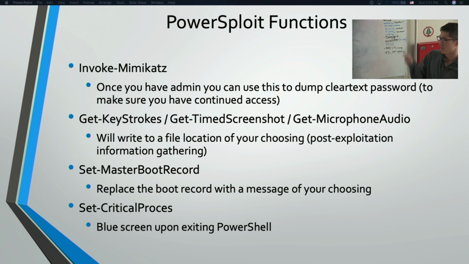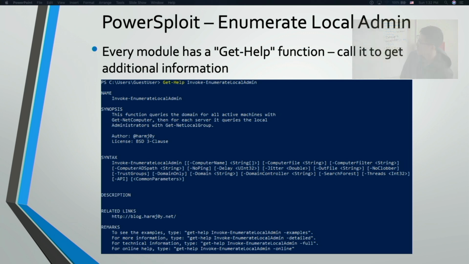Set MBR, for whatever reason, if you feel like you need to replace the boot record. Nowadays, because MBRs aren't as common as they used to be, depending on your environment, I don't know how much value this has. However, it's still something you will find in legacy environments. And then set critical process. This is something where you want to crash your environment afterwards for essentially maximizing hiding the trail. So it's another piece that makes Empire just scarier than just a PowerShell module. And then just a common mentality.